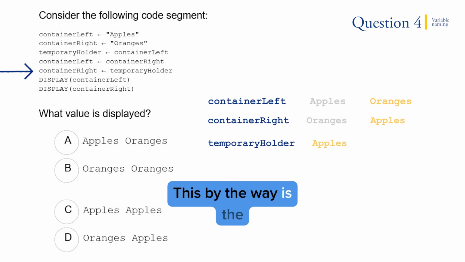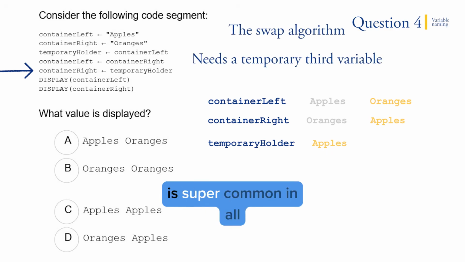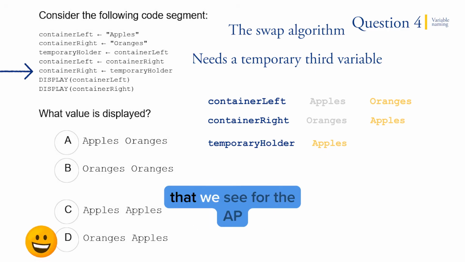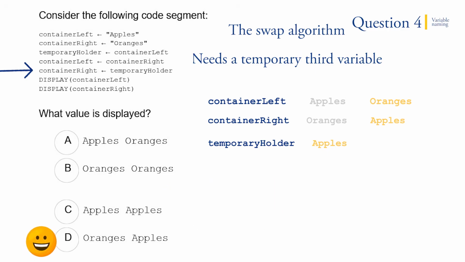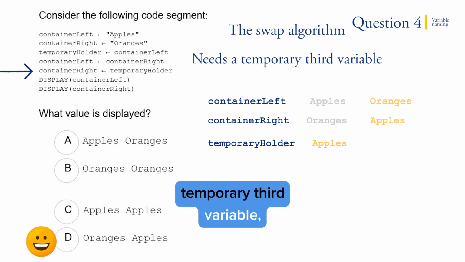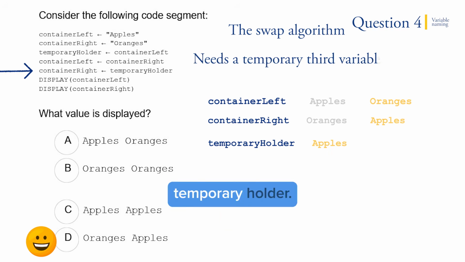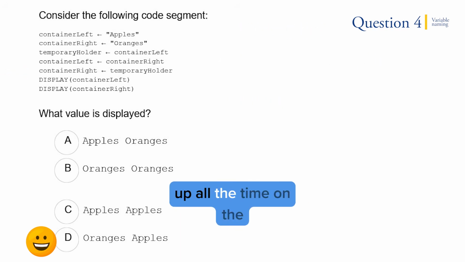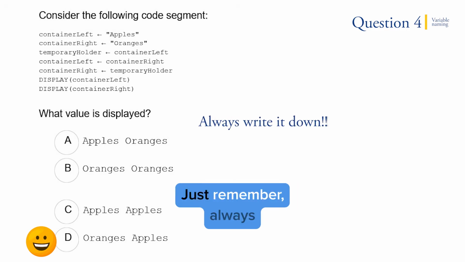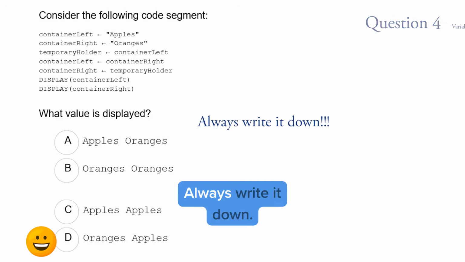This, by the way, is the swap algorithm, which is super common in all the practice questions that we see for the AP exam. To do the swap algorithm, you need a temporary third variable, which in this case is temporary holder. Even though it shows up all the time on the AP CSP exam, I don't think you really have to memorize it. Just remember, always write it down. Always write it down.